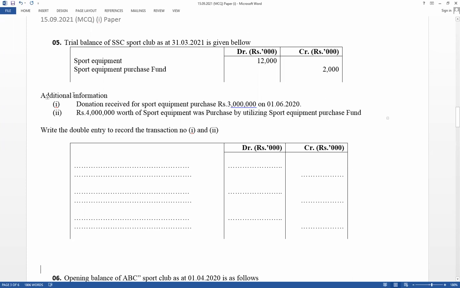It has given additional information. Donation received for sport equipment purchase fund. Special donation given 1st July 2020. Donation received during the accounting period. What is the double entry? And second part, it has given 4,000 worth of sport equipment was purchased by utilizing the sport equipment purchase fund.